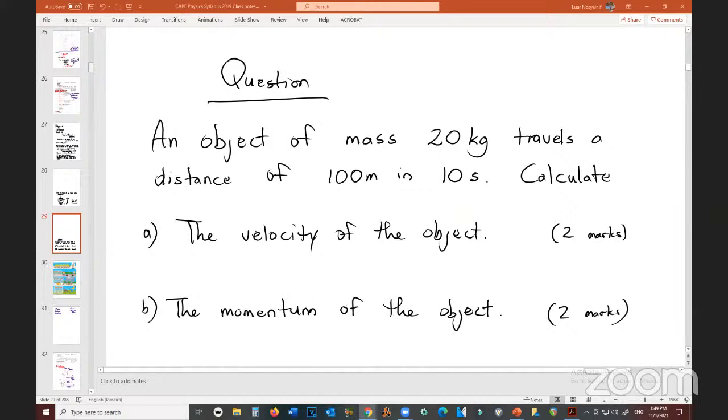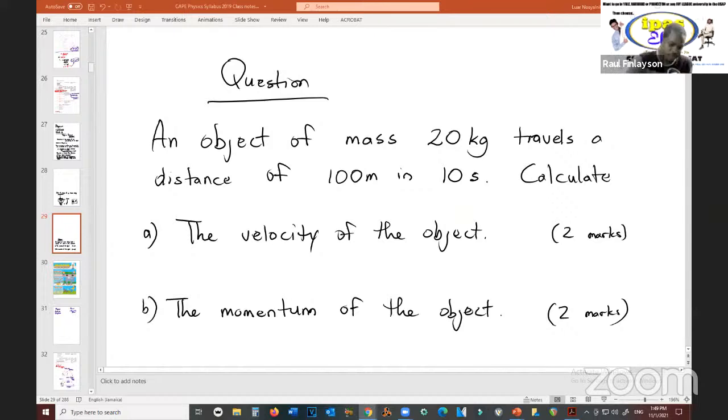All right. Let me see what's happening here. First of all, this is grade 10 work. And secondly, let's just work through what you should get. An object of mass 20 kilograms travels a distance of 100 meters in 10 seconds. Calculate the velocity of the object.